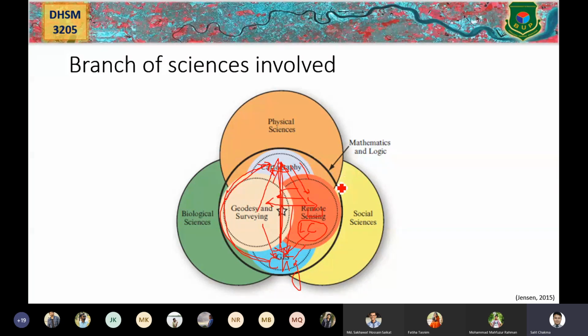So with these four major fields of study, we apply the mathematics and logics of remote sensing and GIS. Okay. And once all these products are ready, the data are ready, the results are ready, now we can incorporate other fields of studies. For example, biological sciences, physical sciences, environmental sciences, social sciences, and so on.